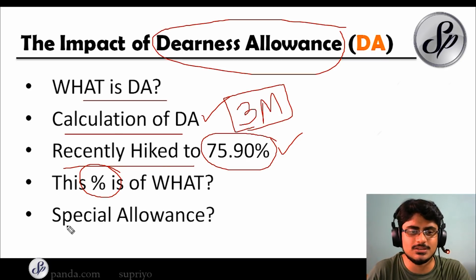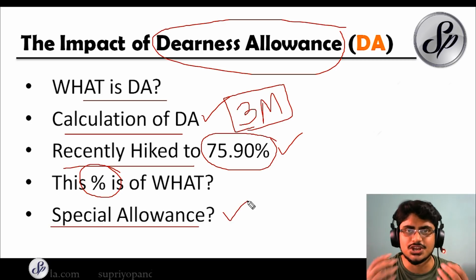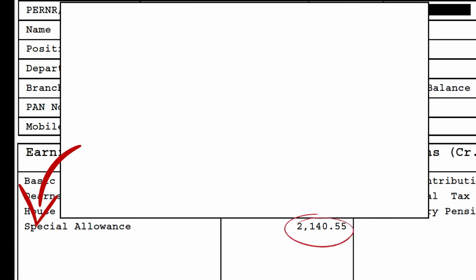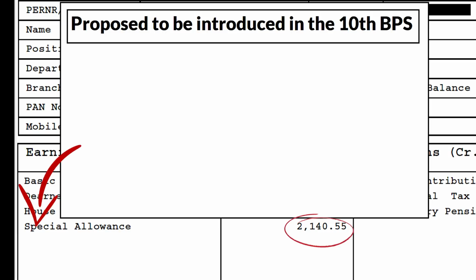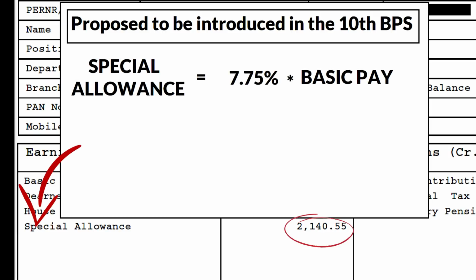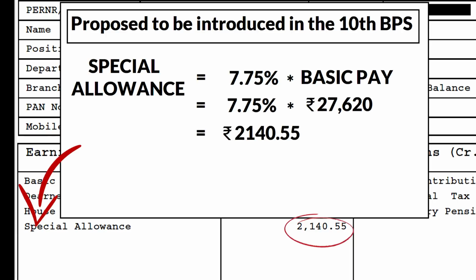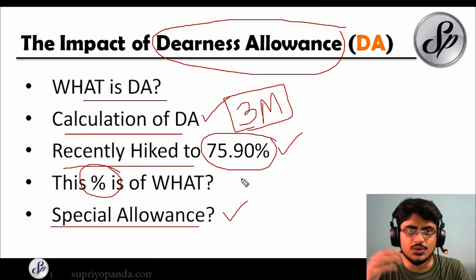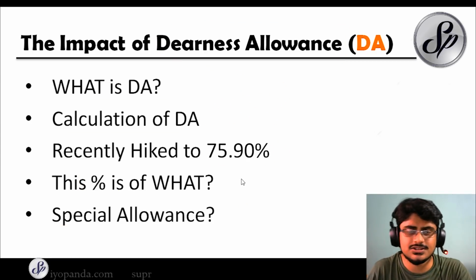The first thing you need to know is about the special allowance. So what is the special allowance? This is the new allowance that was proposed to be introduced in the 10th bipartite settlement, and it is 7.75% of the basic pay. So this special allowance, very important, is 7.75% of the basic pay. This was arrived at in the 10th bipartite settlement, which got passed on 25th May 2015, but it is with effect from 1st November 2012. So now you understand what a special allowance is.